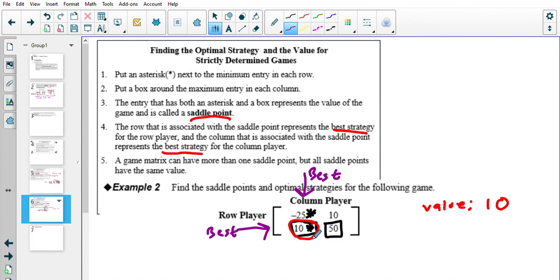Okay, so that's pretty much all there is to it for strictly determined games.